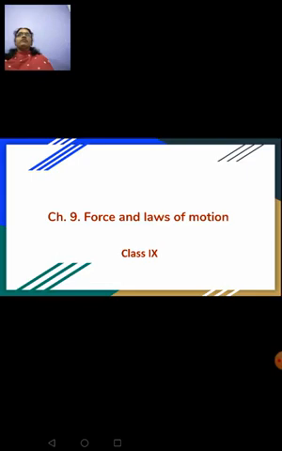Then I told you to remember these formulae before attempting the sums based on force and laws of motion, that you have to remember the 3 equations of motion: v is equal to u plus at, v square is equal to u square plus 2as, s is equal to ut plus half at square. And I also told you to memorize the formula for momentum, that is p is equal to mv, your second law of motion, F is equal to ma, and then your law of conservation of momentum, m1 u1 plus m2 u2 is equal to m1 v1 plus m2 v2.